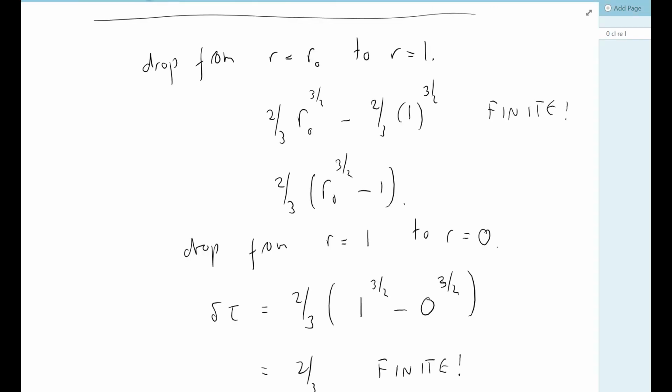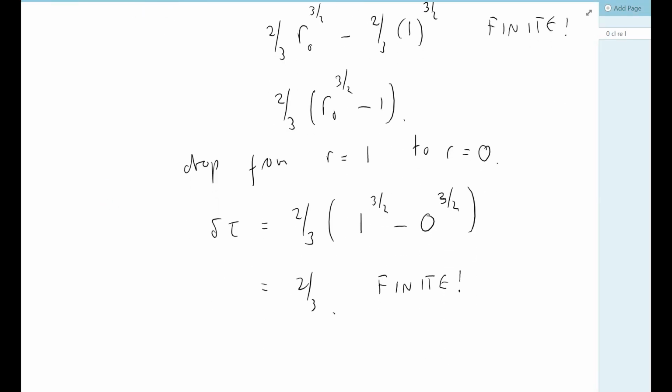I think this is hard work. There's quite a lot going on here. I'm going to spend quite a long time talking about different coordinate choices for describing the geometry near a black hole. I'm going to stop there.